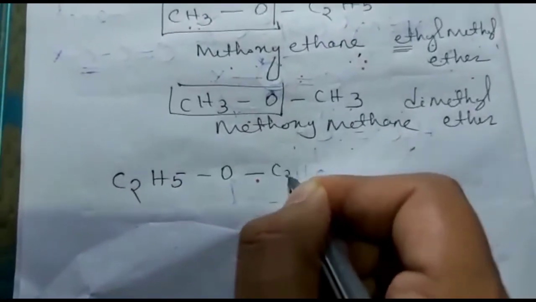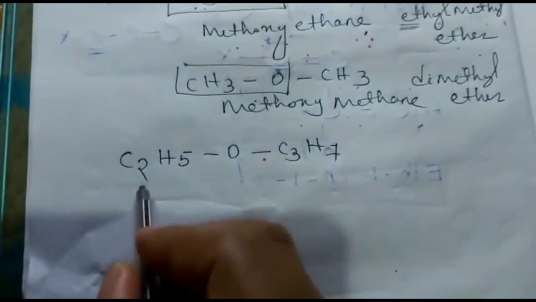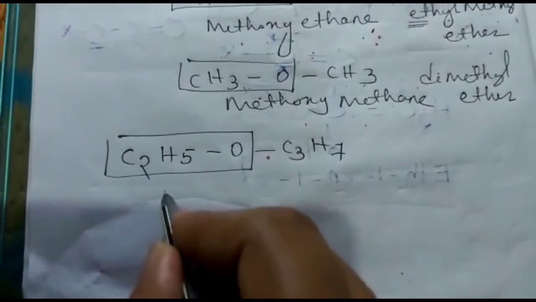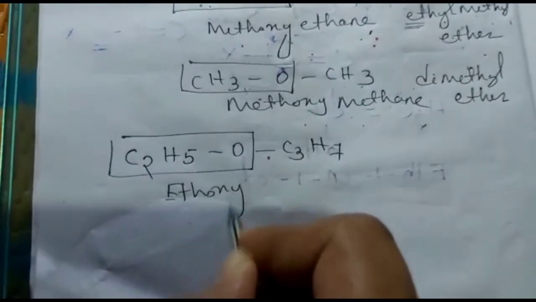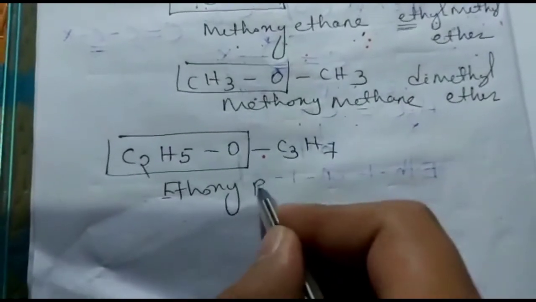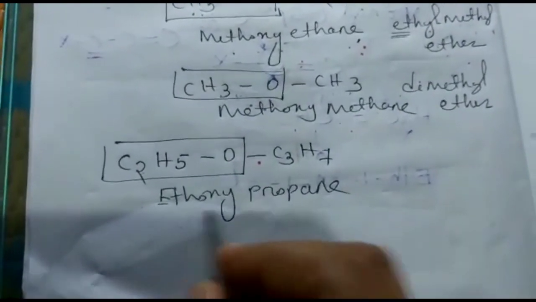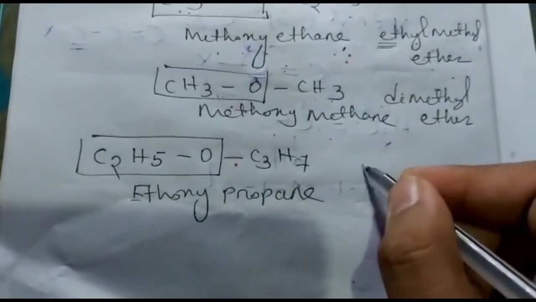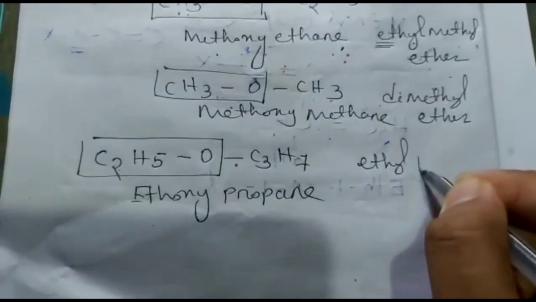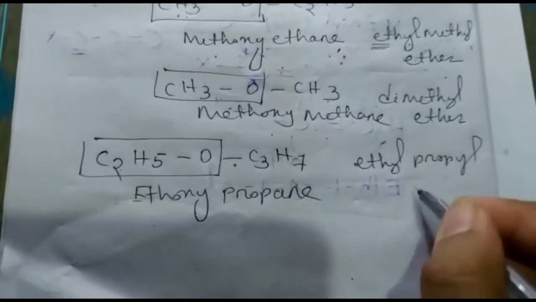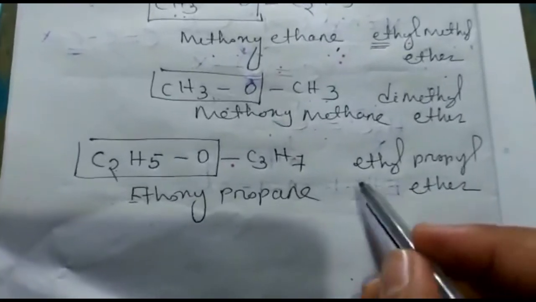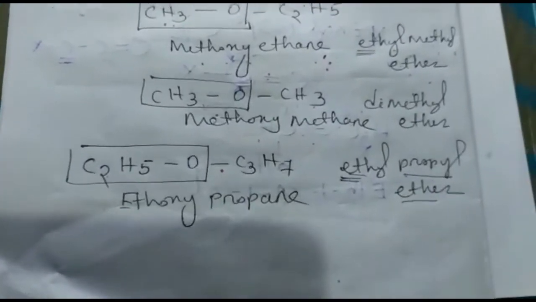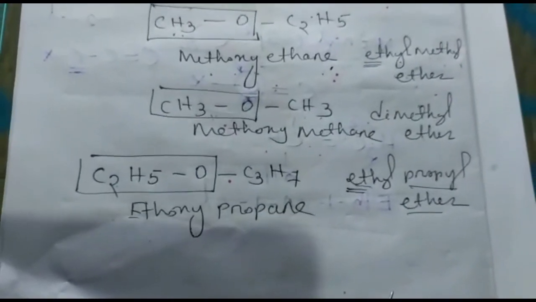Now we can take another example. C2H5OC3H7. Now see here the carbon is less on this side, so it will attach with the oxygen. Now it is ethoxy, and it is propane, so it is ethoxy propane. And what is the common name? Common name is ethyl propyl ether. Okay, as per alphabetical order E will come first, so ethyl propyl ether. So this is the example.